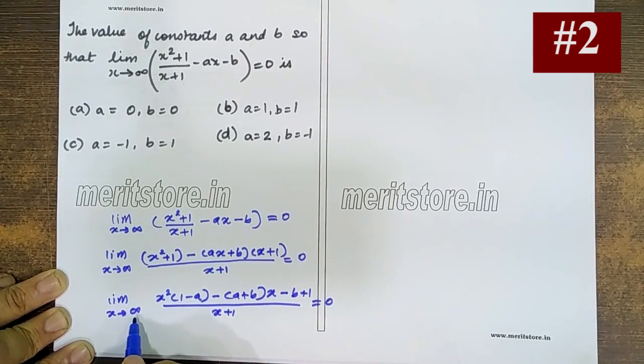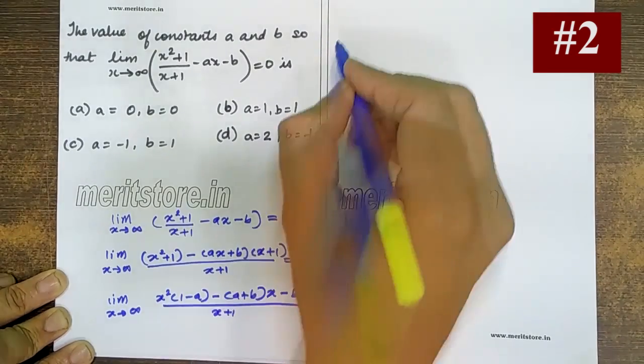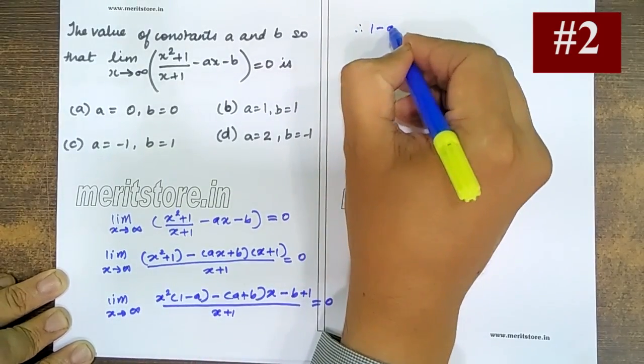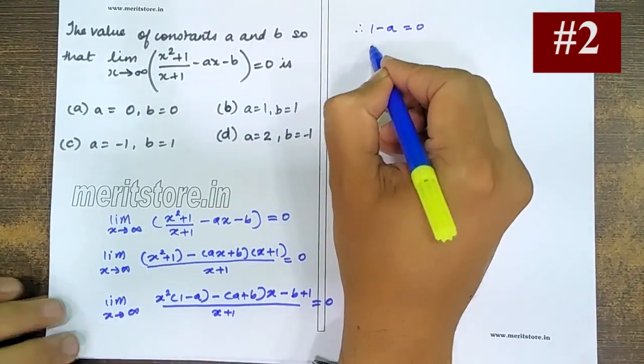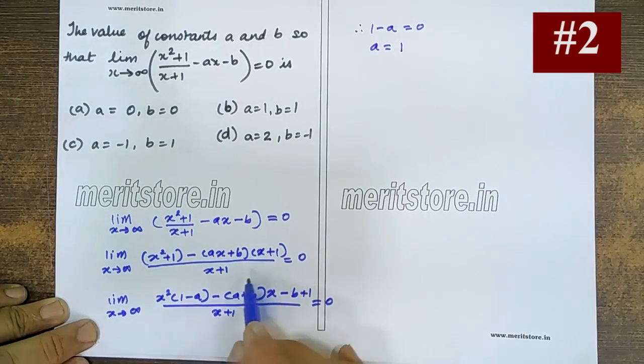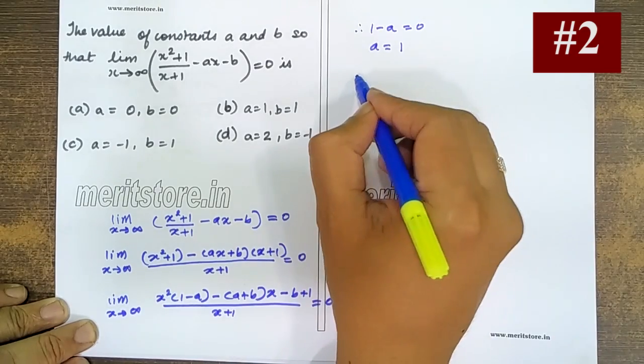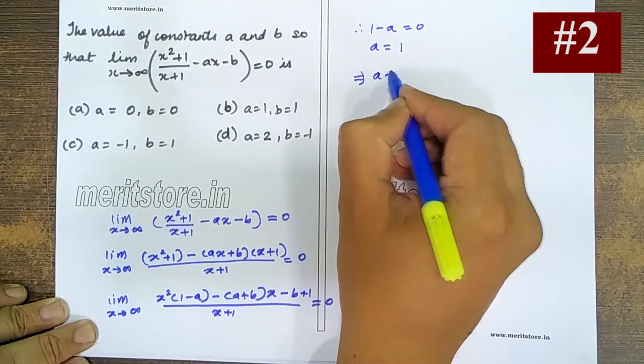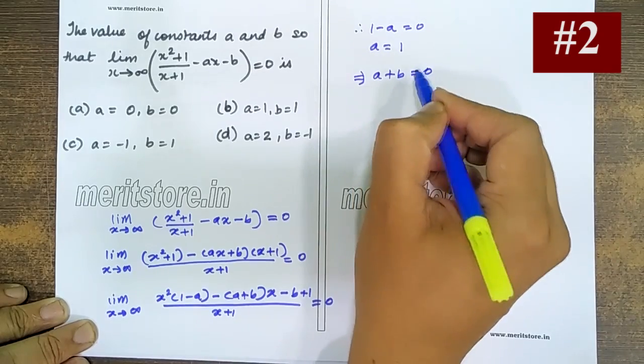Now as limit x tends to infinity, numerator and denominator degree should be equal. So here this term is extra. So therefore 1 minus a should be equal to 0. So that will give you a is equal to 1. And the answer of this limit is 0. So coefficient of x has to be equal to 0. So a plus b is also equal to 0.